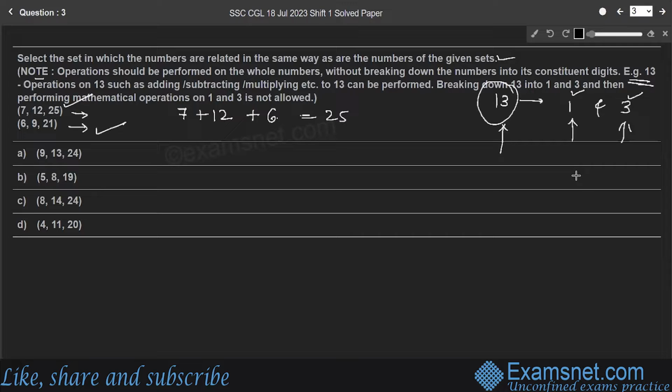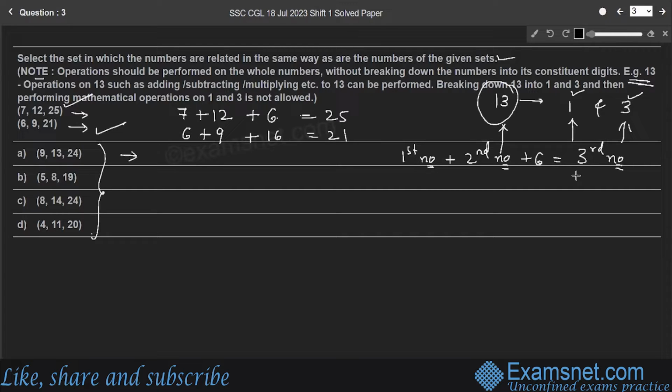Similarly, the second set, 6, 9, 21. So 6 plus 9 gives 15, plus 6 gives 21, which is the third number. Therefore, the simple logic is first number plus second number plus 6 gives the third number. So which of the following number sets follows the same logic, that we need to find.